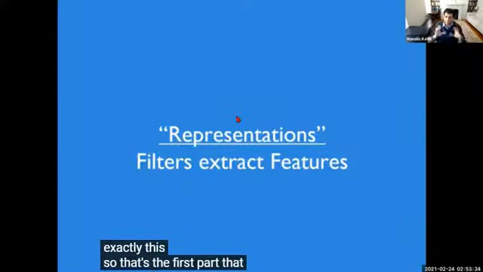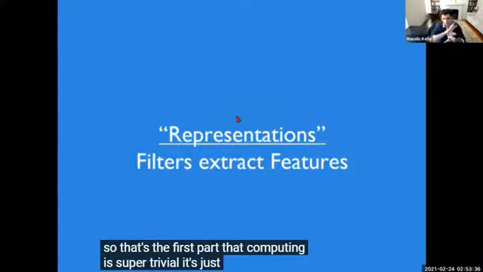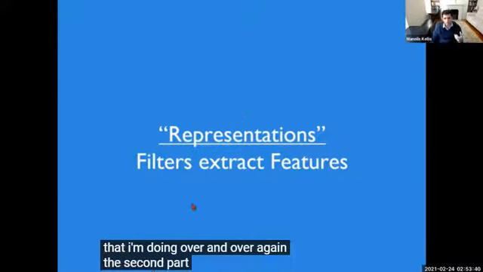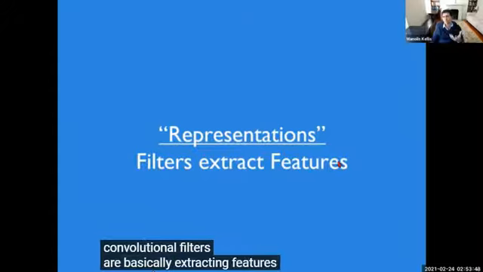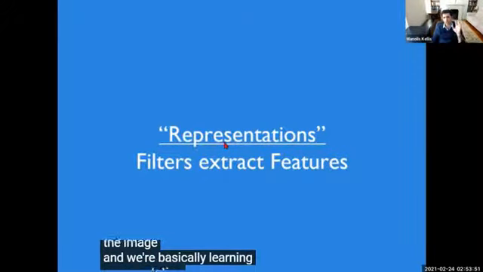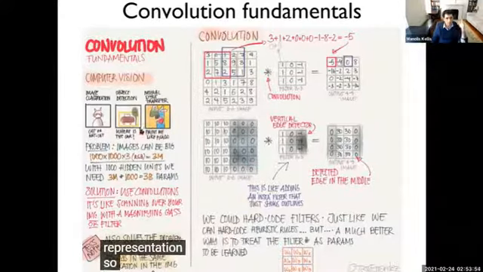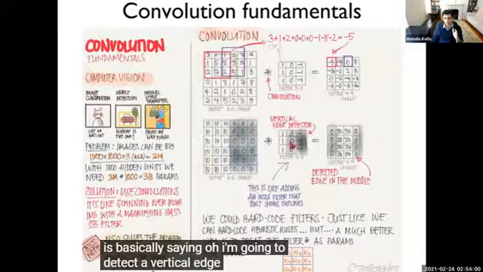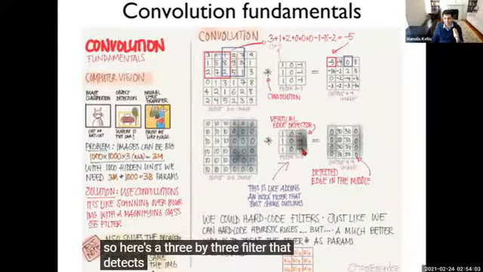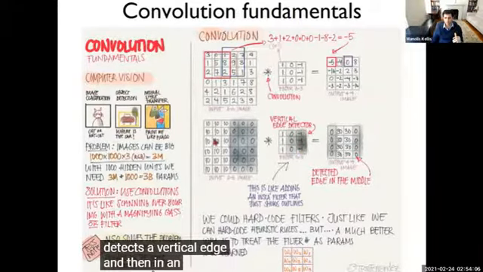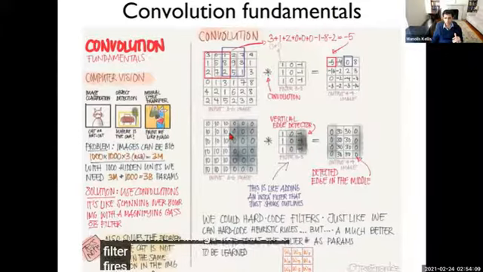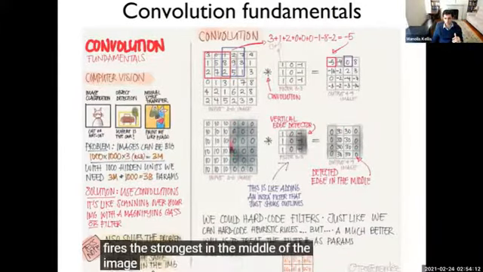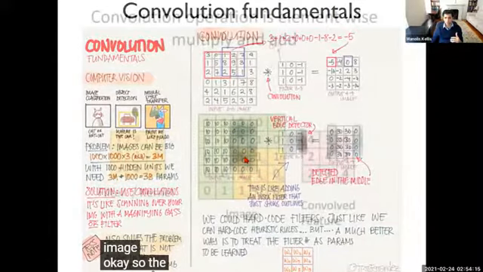So that's the first part, that computing is super trivial. It's just an operation that I'm doing over and over again. The second part is that these filters, these quote unquote kernels, these convolutional filters are basically extracting features from the image, and we're basically learning representations. So the convolution operation is basically saying, ooh, I'm going to detect a vertical edge. So here's a 3x3 filter that detects a vertical edge. And then in an image like this, that filter fires the strongest in the middle of the image.